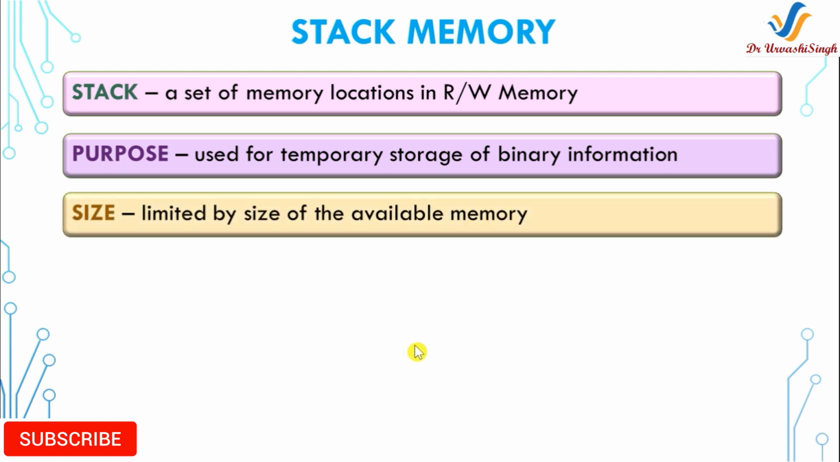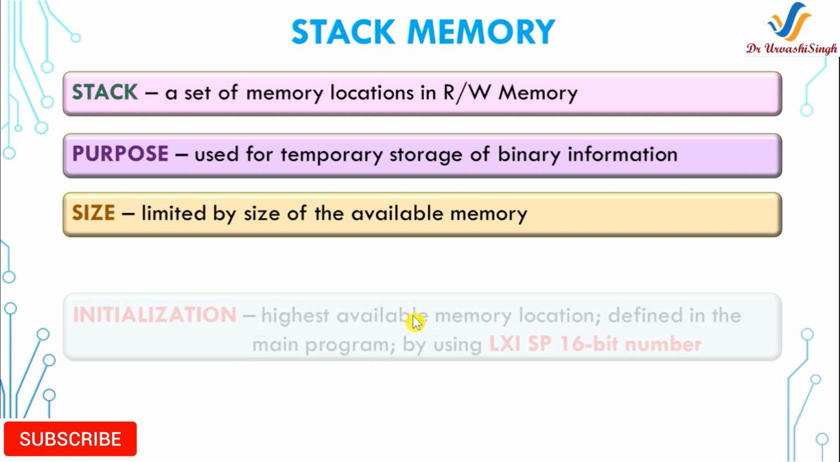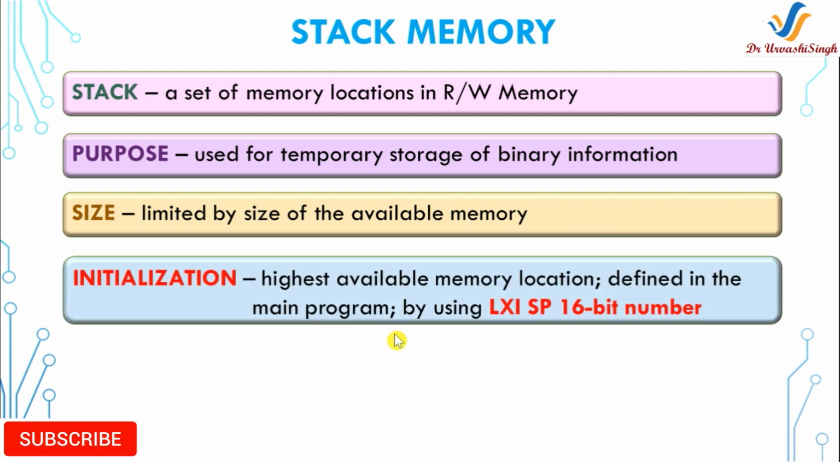Now how is it initialized? Stack is initialized in the main program by using the instruction LXI SP 16-bit number. Here SP stands for the stack pointer. This is a special purpose register of 8085 microprocessor. This register is used to locate the current stack location. This 16-bit number will be directly copied into this stack pointer, and in this way the stack memory is initialized.